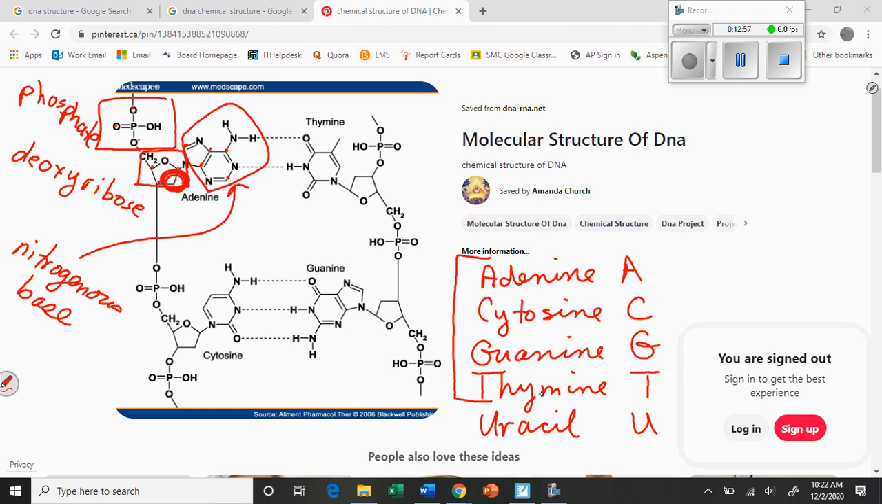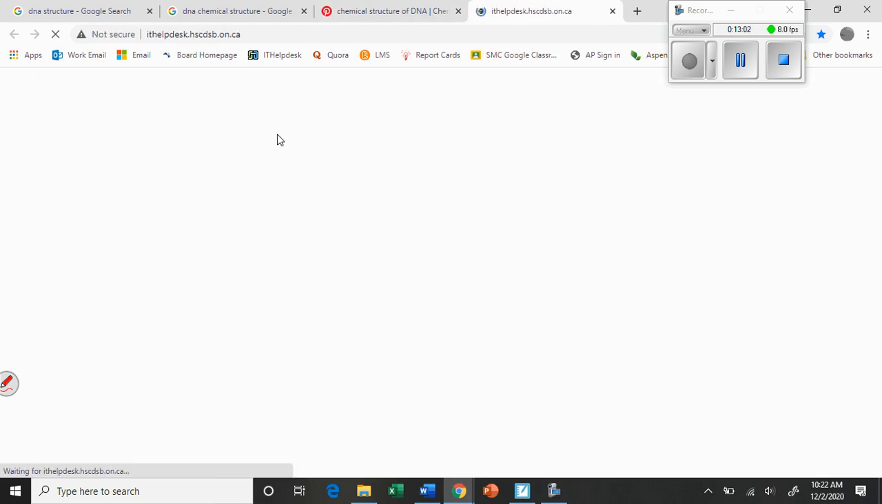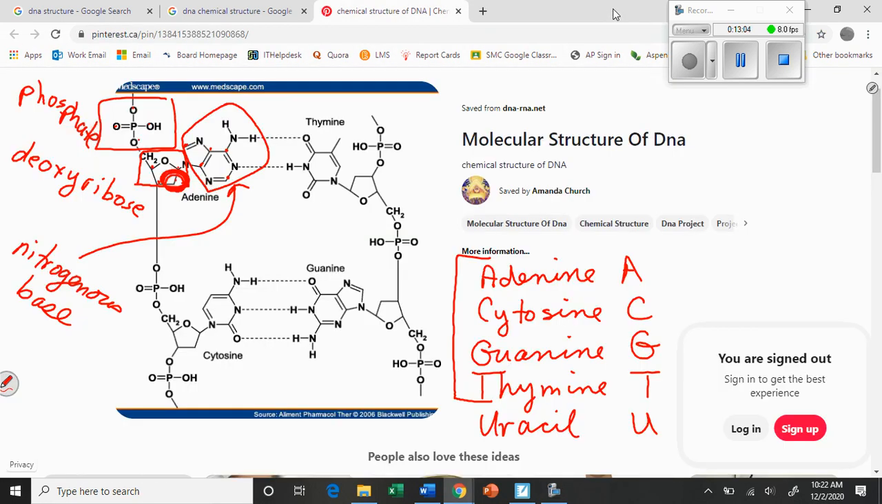Now, if you look at the other side here, right down the middle, whoops, I'm going to have to go back. I don't want the help desk. Sorry. If you look right here, I'm going to draw this line. You see these little dash lines that are crossing here? That's a sign of a weaker kind of bond that's holding one side of the DNA to the other.